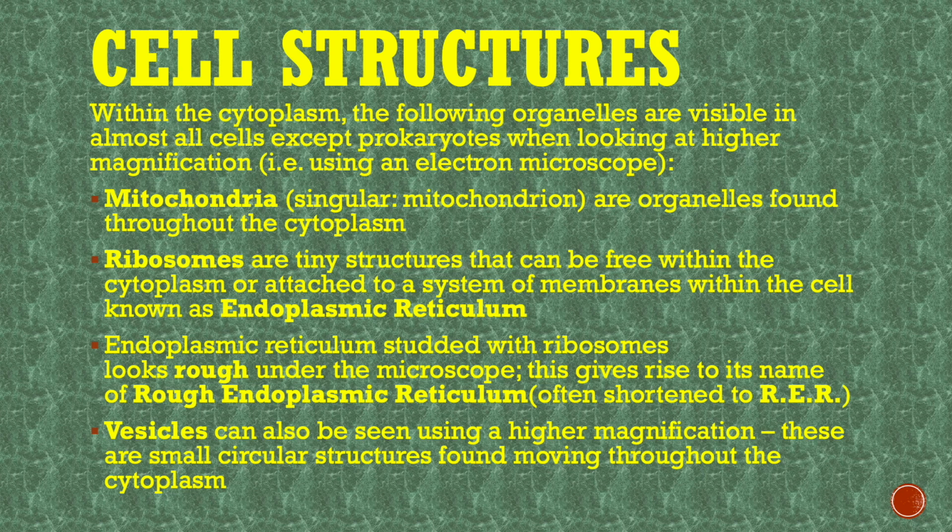Next, endoplasmic reticulum studded with ribosomes looks rough under the microscope. This gives rise to its name of rough endoplasmic reticulum, often shortened as RER. The other type of endoplasmic reticulum is known as the smooth endoplasmic reticulum, which of course doesn't have any ribosomes in it. And lastly, vesicles. Vesicles can also be seen using a higher magnification. These are small circular structures found moving throughout the cytoplasm.